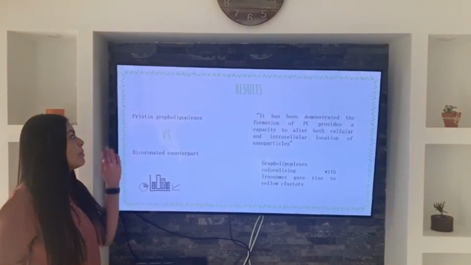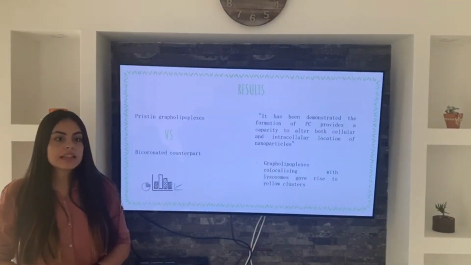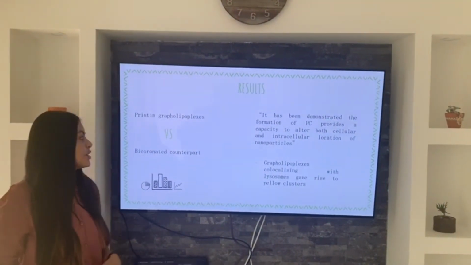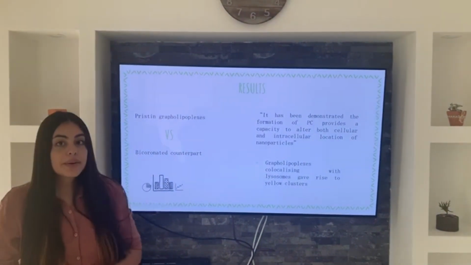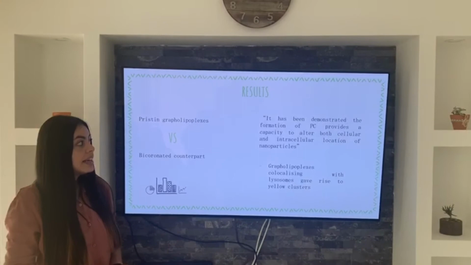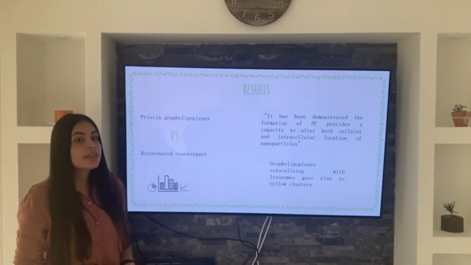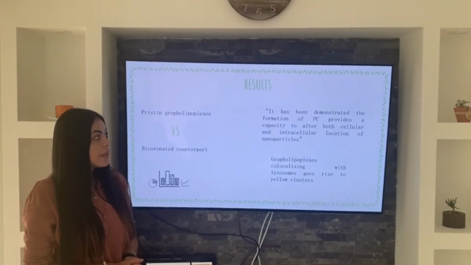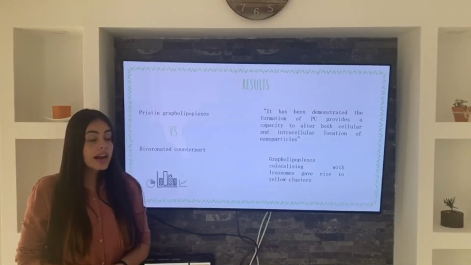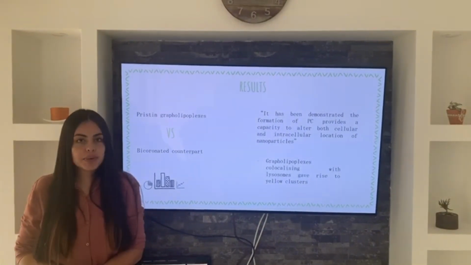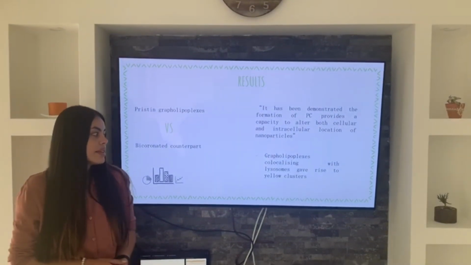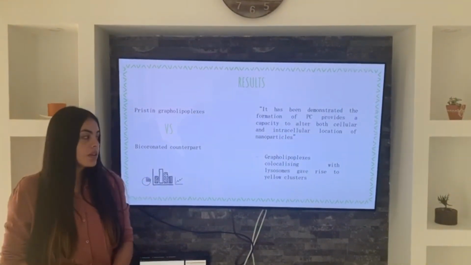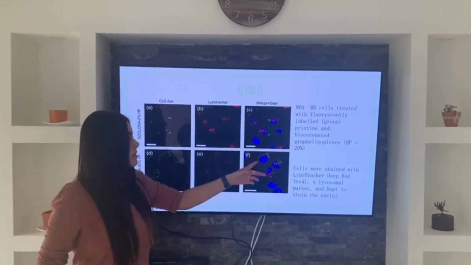So, while pristine grapholipoplexes escape lysosomal degradation, the biocoronated counterpart largely accumulates within lysosomes, and it has been demonstrated that the formation of the protein corona provides a capacity to alter both the cellular and intracellular location of the nanoparticles. And grapholipoplexes colocalizing with lysosomes gave rise to yellow clusters, like the yellow clusters we observe right here.